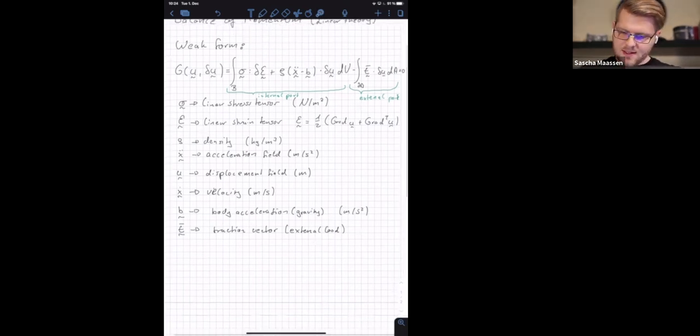Okay, the last aspect that I want to highlight here is that the weak form is supposed to be equal to 0, and also recognize that this is a scalar 0. So the weak form is a scalar expression.